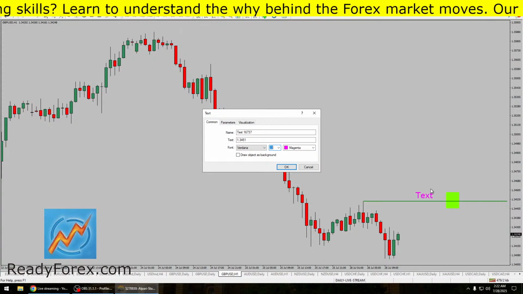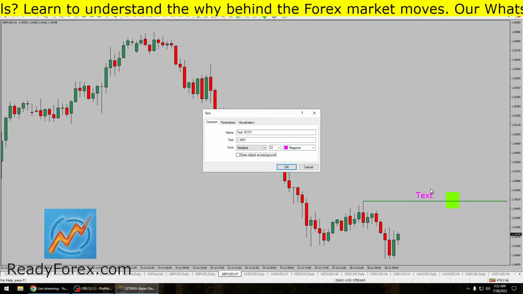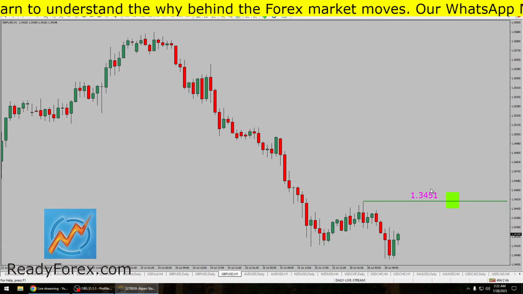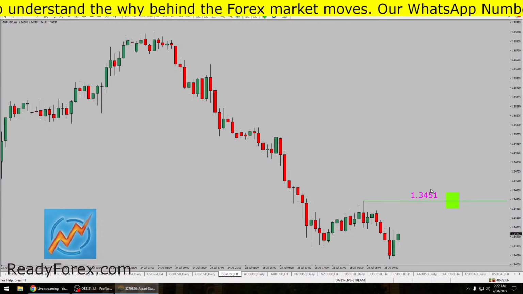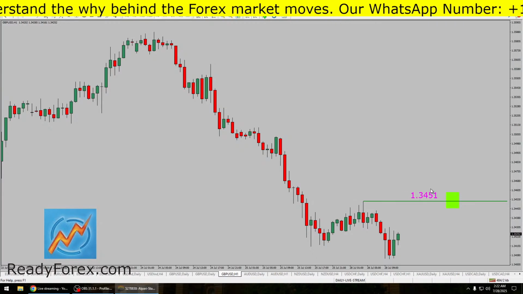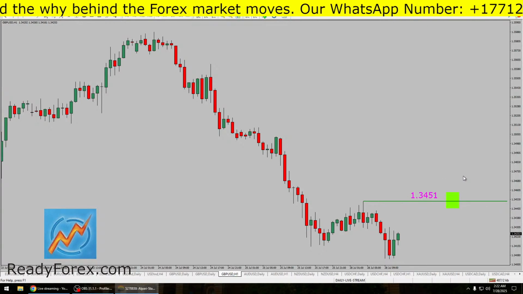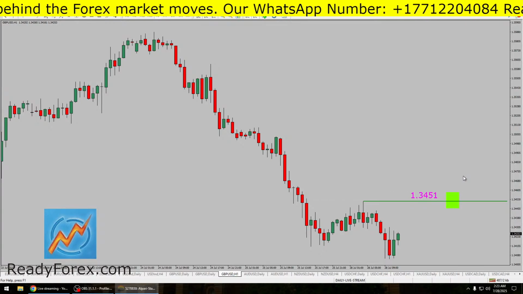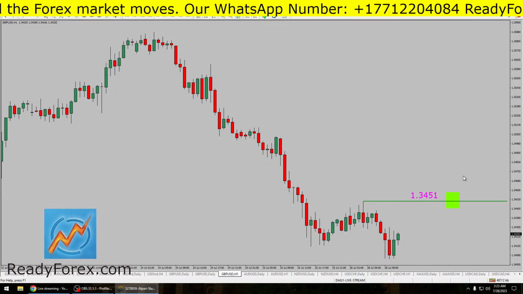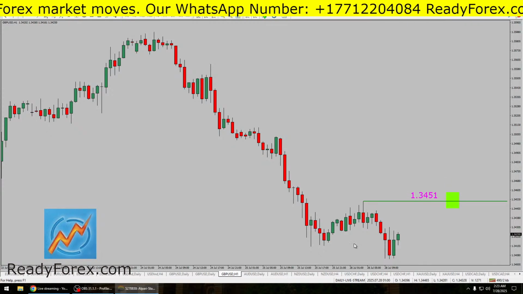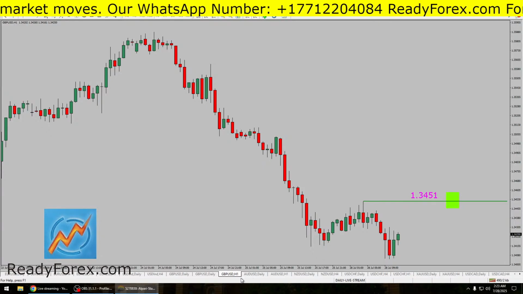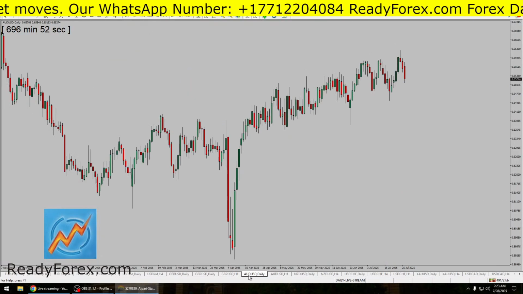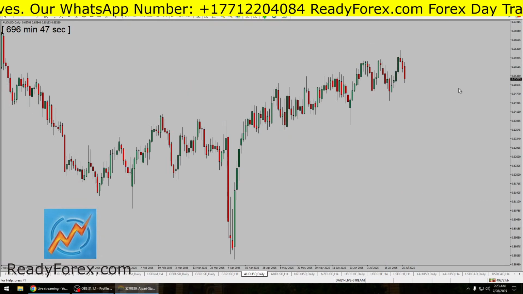$1.3451. This is the level, and once price action is going to break above 1.3451 area, then I expect further upside in GBPUSD currency pair. Next, let us take a look at Aussie dollar AUDUSD currency pair daily time frame.